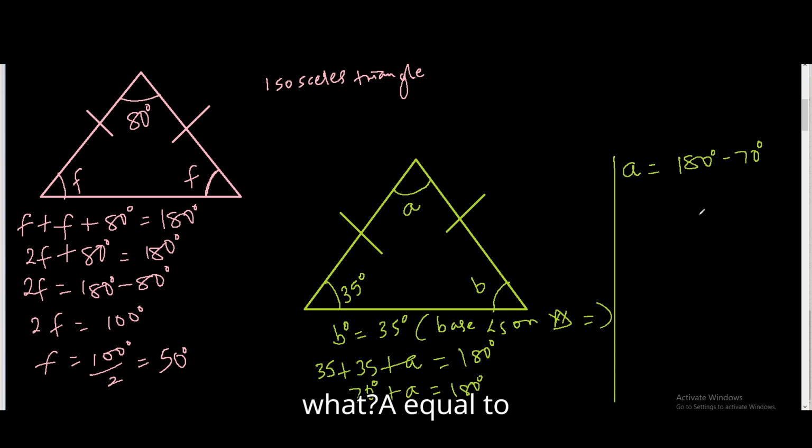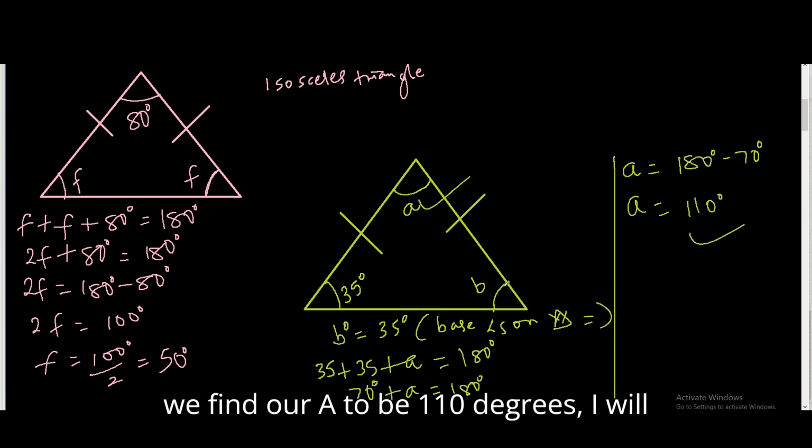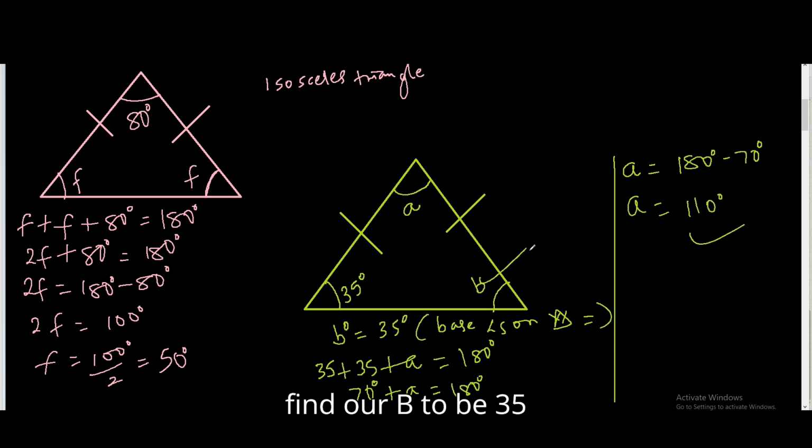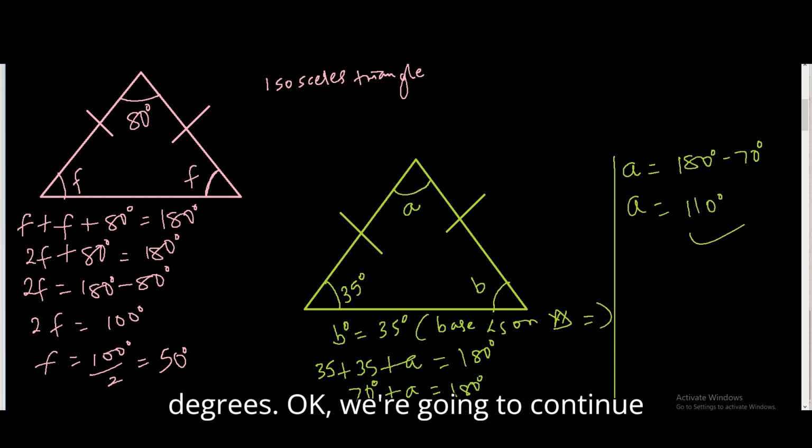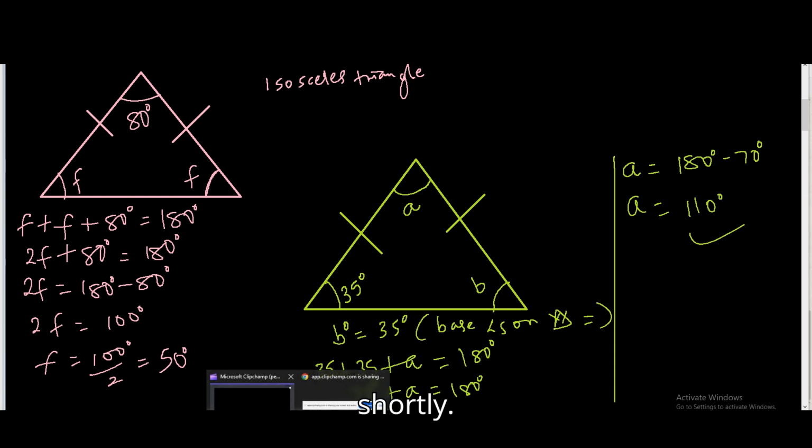And that's going to be what? A equals 110 degrees. So we find our A to be 110 degrees, and we find our B to be 35 degrees. Okay, we're going to continue shortly.